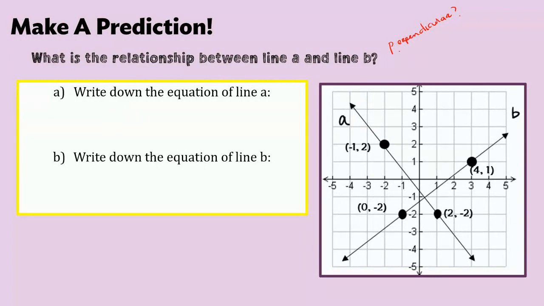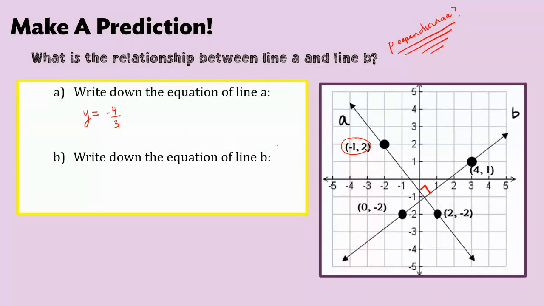So let's see. We're going to hold in our mind that we think that these might be perpendicular. We think that this might be 90 degrees. Let's write down the equation of line A, this one over here. So I have these two points. I'm just going to pick this one. y equals, what's the slope? 1, 2, 3, 4, 1, 2, 3.